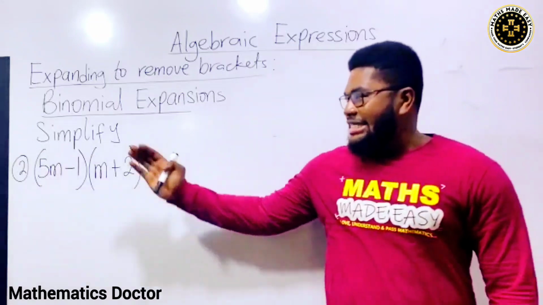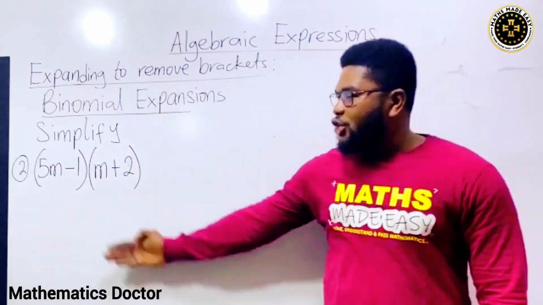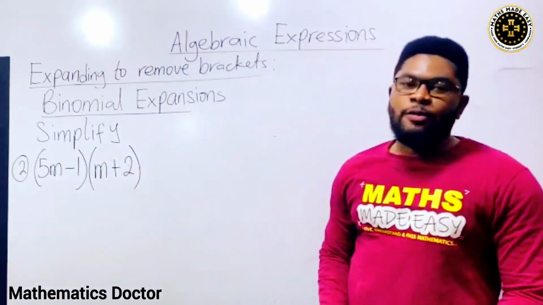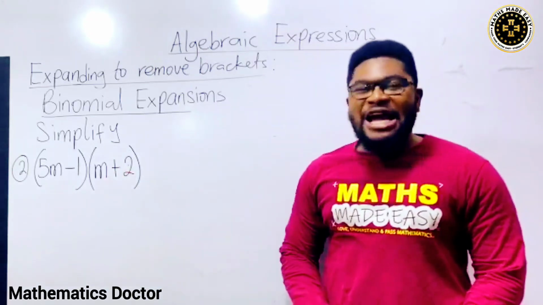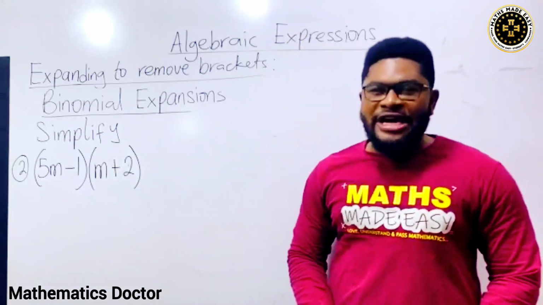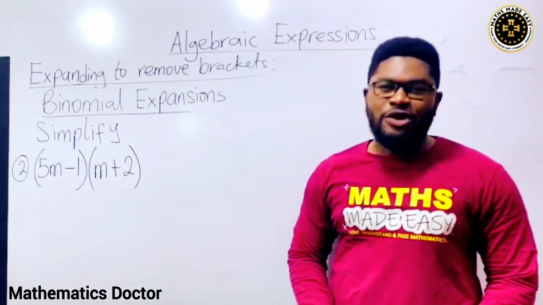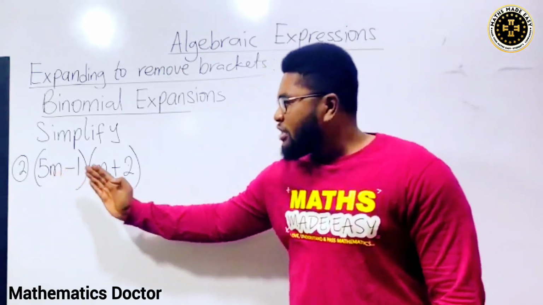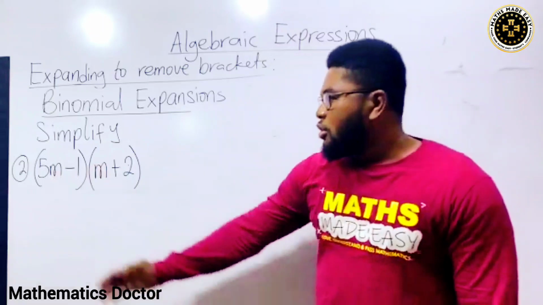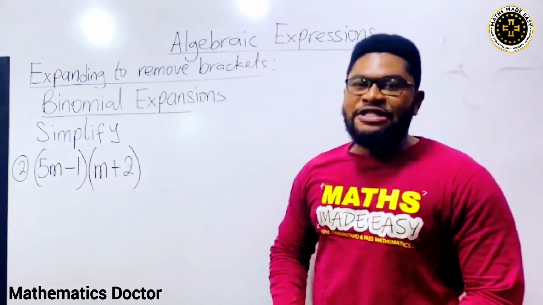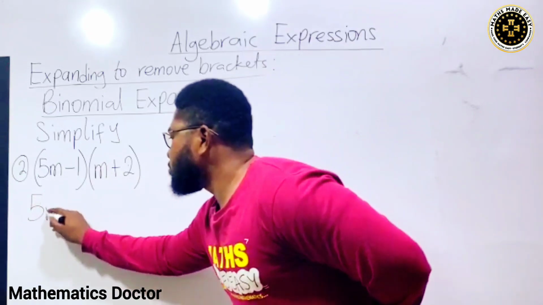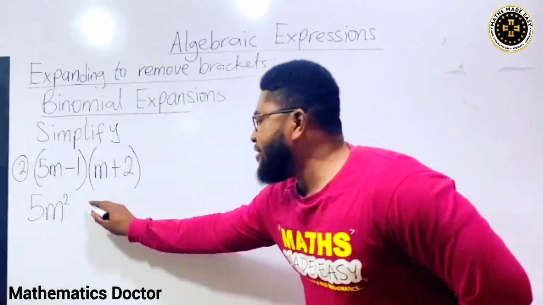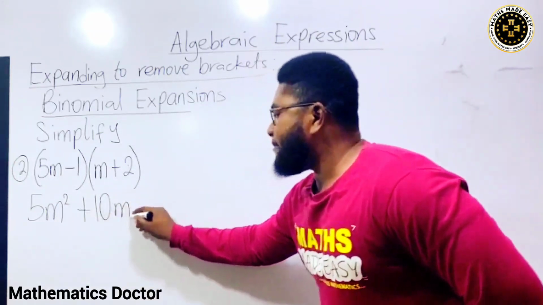Let's take a look at the second example, which says simplify the bracket 5m minus 1 and another bracket m plus 2. As usual, this becomes a binomial expansion. Let us use the first method to solve or simplify this question. Now, with the first method, we will use the first term in the first bracket to multiply the two terms in the second bracket. So 5m multiplying m gives us 5m squared. Still, 5m multiplying positive 2 gives us positive 10m.